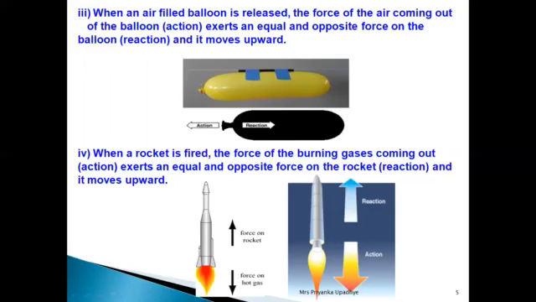There are some more examples, so I'll discuss them with you. See here, as we know, a book kept on a table. When a book is kept on a table, what happens? The book exerts a force equal to its weight, that is the action force, in the downward direction, and the table balances it by the upward force. The upward force is the reaction force.